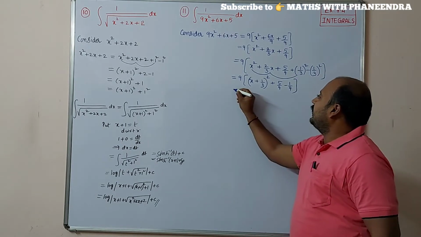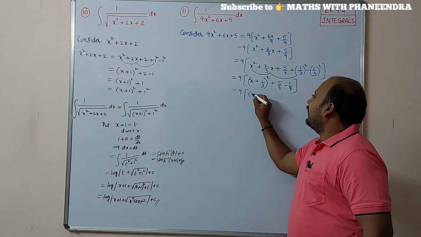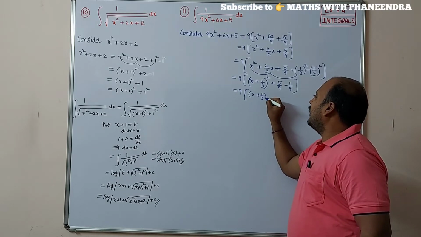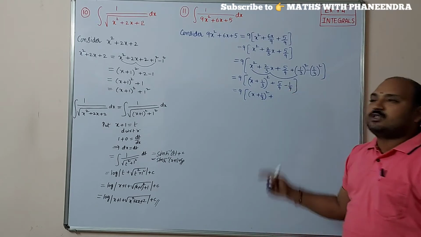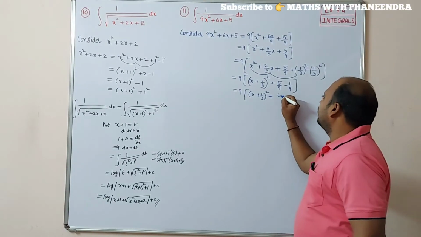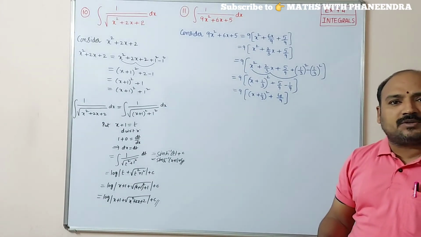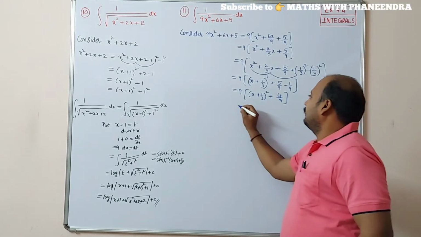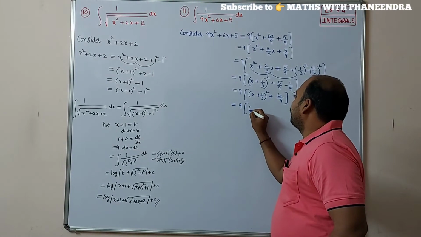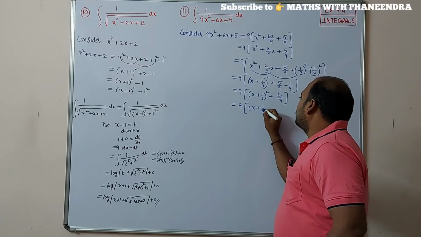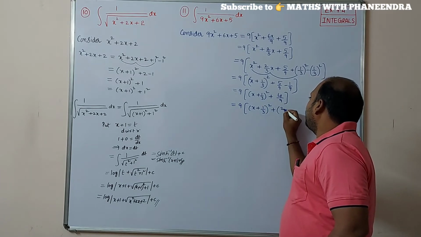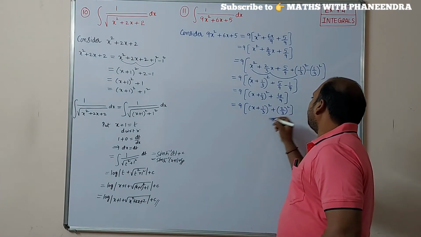Now simplify: 9 into (x plus 1 by 3) whole square, and 5 by 9 minus 1 by 9 is 4 by 9. 4 by 9 we can write as what? (2 by 3) whole square. So it is 9 into (x plus 1 by 3) whole square plus (2 by 3) whole square.